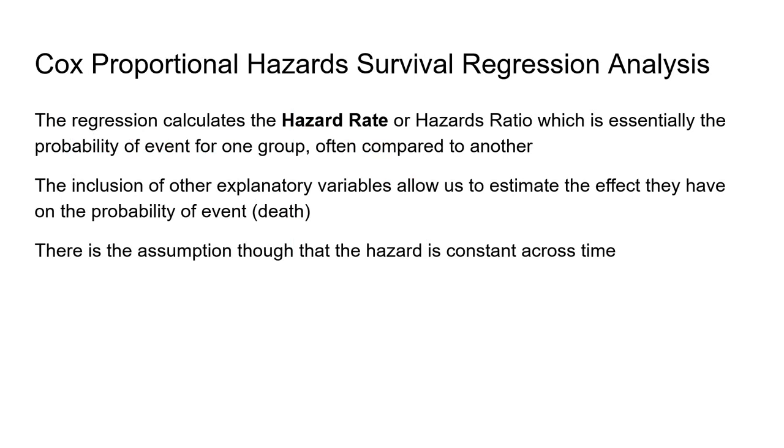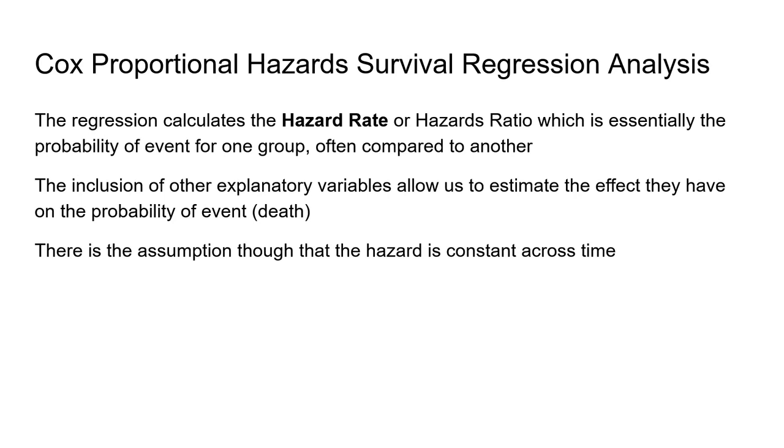And so the regression calculates hazard rates, or if we're looking across multiple levels of a categorical variable, hazard ratios, which is essentially the probability of an event for one group compared to another group, right? Let's say males are 2 times more likely to die within 50 years than females, right? And so that hazard ratio between males and females gives us some insight as to how survivorship might differ between those two groups, right? Again, the inclusion of these other explanatory variables allows us to estimate the effect they have on the probability of the event or the probability of death, right?